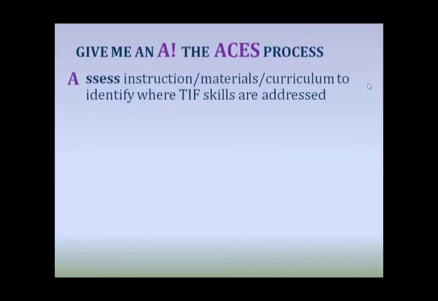So we're taking what we already have and basically evaluating it. What does it already offer me in terms of effective communication skills, if that's the category I'm looking at? After that, I say, hey, that's not good enough for me. I just want to give it a little bit more pizzazz, so I'm going to do C, which is complement. And this I do to intentionally integrate TIF skills.